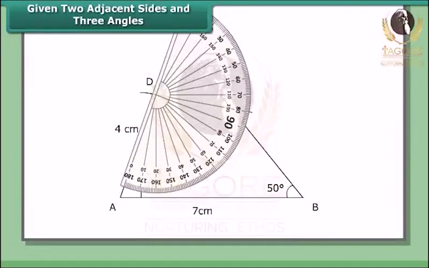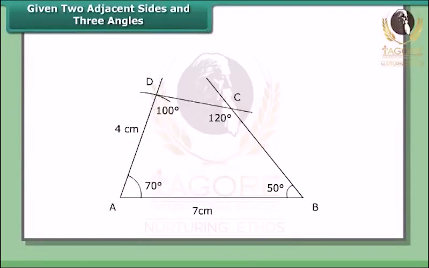At D, draw an angle of 100 degrees with a protractor. Let the arms of these angles meet at C. ABCD is the required quadrilateral.